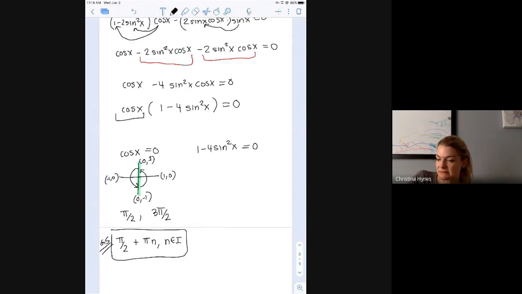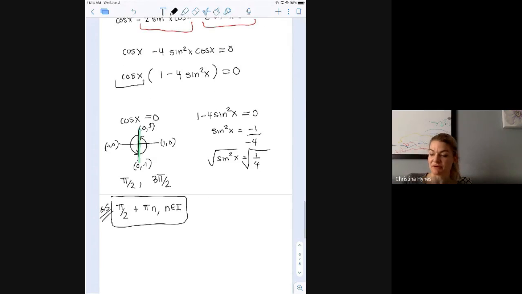we have to solve for sine x. So we're going to bring the 1 over to the other side and divide by -4. So that's going to be sine squared x equals -1 divided by -4. And then we're going to square root that. Square root both sides. Now, this is where a lot of people forget that when you square root something, you have to put positive and negative to get the answer, right?